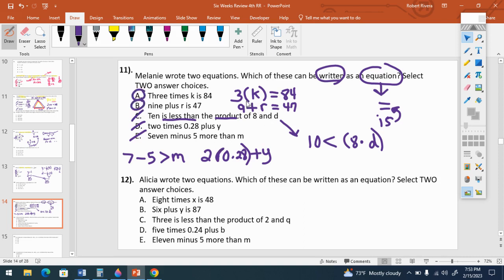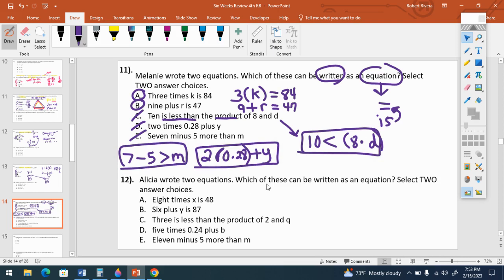Okay, 3k equals 8. 3 times a number equals 84. 9 plus a number equals 47. Okay, so these you have to read and start transferring to an equation, or like this would be an expression, because they never mentioned is. This is called an expression. This is an inequality. This is also an inequality.